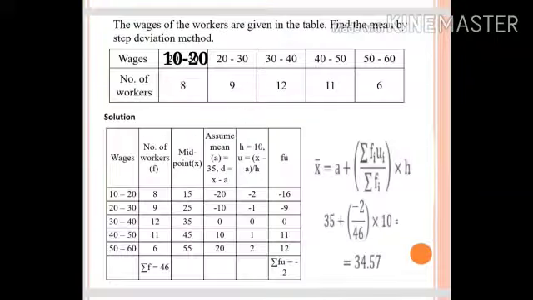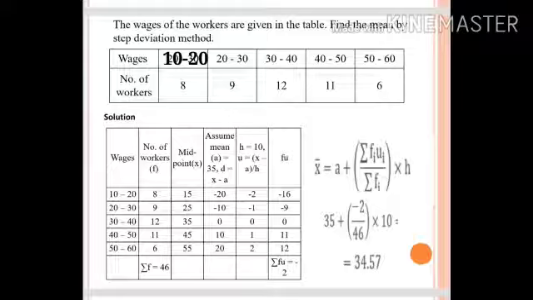Now let us see some examples based on the step deviation method. First one: the wages of the workers are given in the table. Find the mean by step deviation method. Wages ranging from 10 to 20, 8 workers; 20 to 30, 9; 30 to 40, 12; 40 to 50, 11; and 50 to 60, 6. Sorry, the first one is 10 to 20.